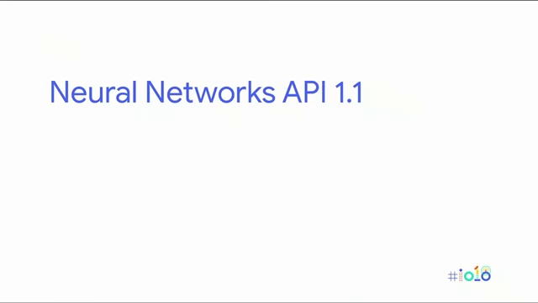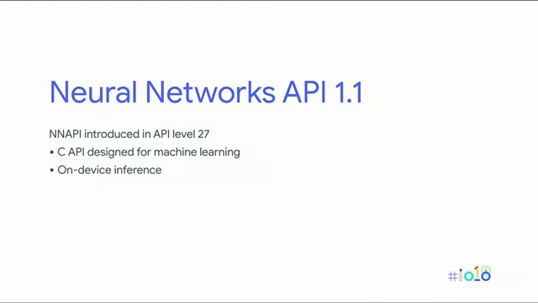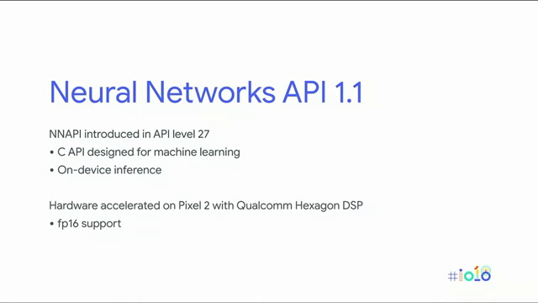Neural network APIs, they're not technically part of P because we announced them in API level 27. You might have missed that. It's a C API that's designed for machine learning. It's also a fairly low-level API. It's meant for basically playback of trained models. So things like TensorFlow are built on top of the neural network API. So you would use TensorFlow to do all the learning, and the neural network APIs can do basically the inference on device. The interesting thing is that we're also unlocking the access to the DSP that we use on Pixel 2, so you can get hardware-accelerated machine learning effectively on select devices.